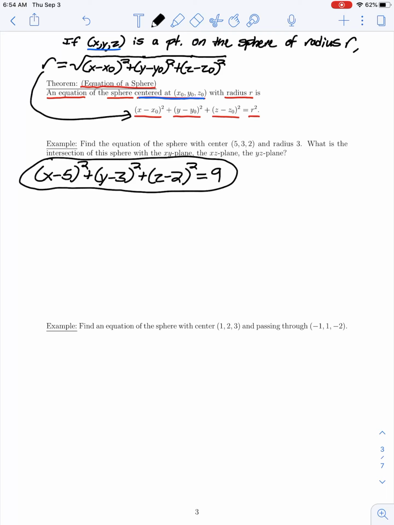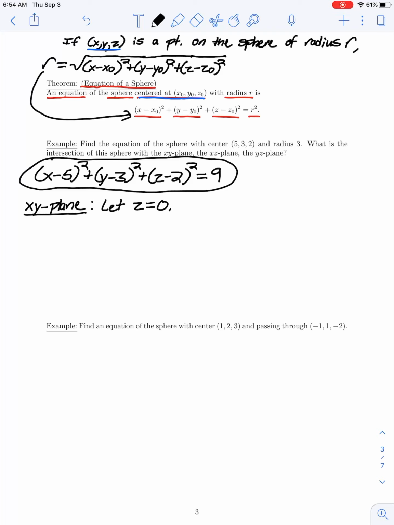The next part of this question asks about the intersection of this sphere with the xy plane, the xz plane, and the yz plane. So let's start by looking at the intersection with the xy plane. Now, we know for any point in the xy plane, our z-coordinate must be 0. So to find the intersection of this sphere with the xy plane, we're going to let z equal 0 in the equation of our sphere.